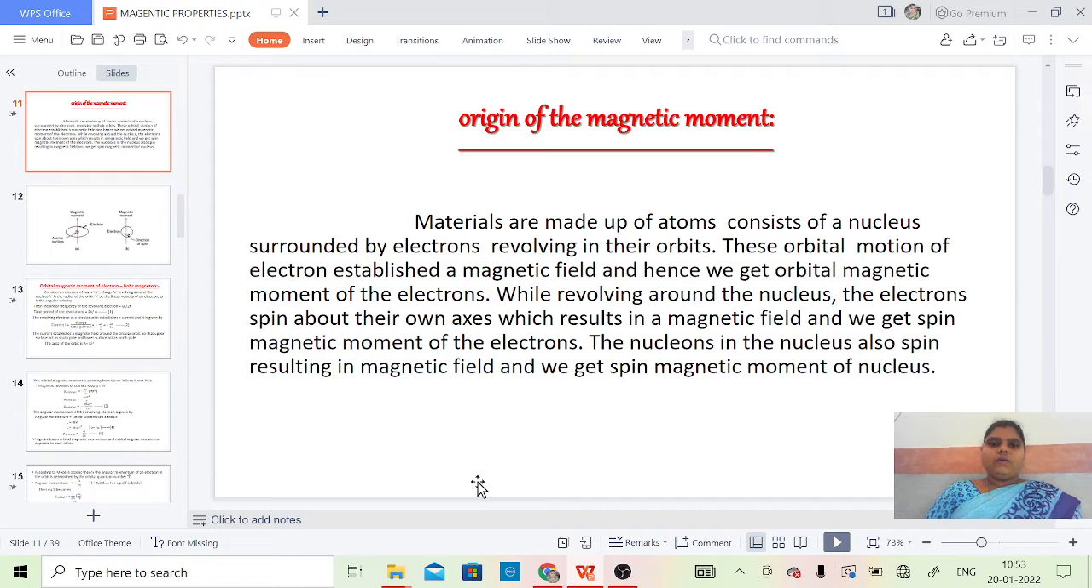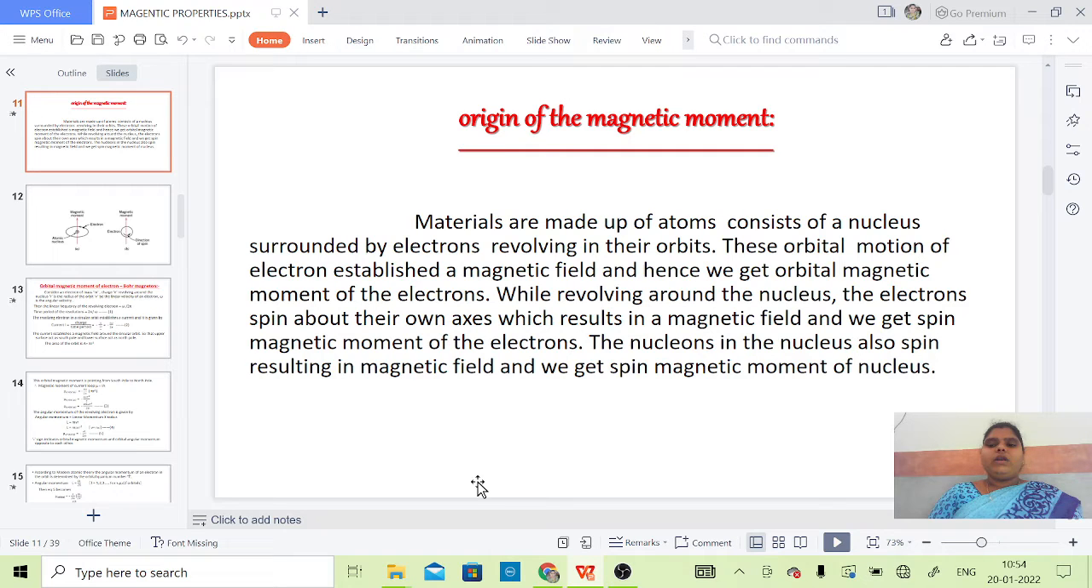Our next topic in this chapter is origin of magnetic moment. Okay, let us see. The materials are made up of atoms, consisting of a nucleus surrounded by electrons revolving in their orbits. We very well know about this. The center is a nucleus, and the electrons rotate around it, because the nucleus is positively charged and electrons are negatively charged.